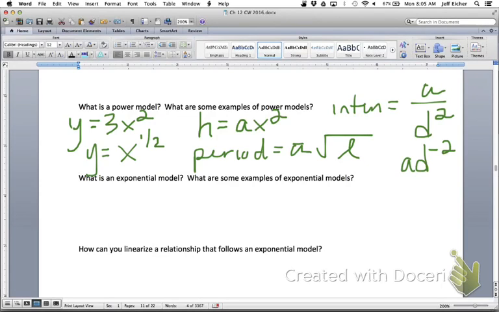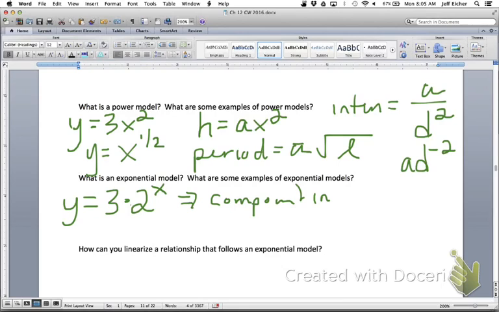Exponential models. Instead of having the x as the base and the exponent as a number, now we'll switch those. So examples of exponential models might be 3 times 2 raised to the x. It's called an exponential model because our variable is now an exponent. So an example of this might be like compound interest.